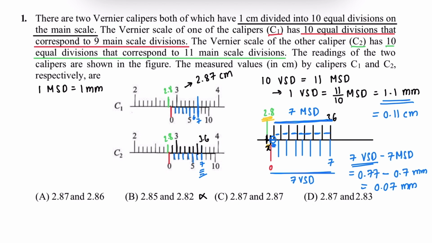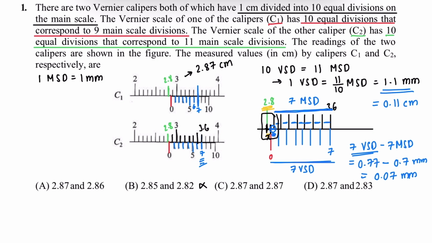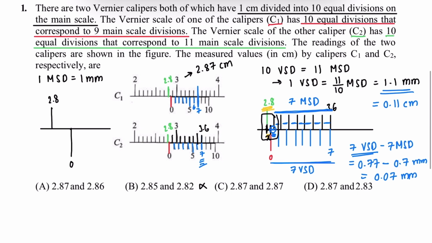Now if we want to find x, let's expand this portion. This portion right here, I'm going to expand. Let's draw it out over here. This is 2.8. And this is that line. And let's say that the 0 is here. I'm just exaggerating the distance. This is a vernier 0. And this is the next division, which is 2.9. Now the distance that we just found out, which is 0.07, is this distance. This one right here. That is 0.07 centimeters.